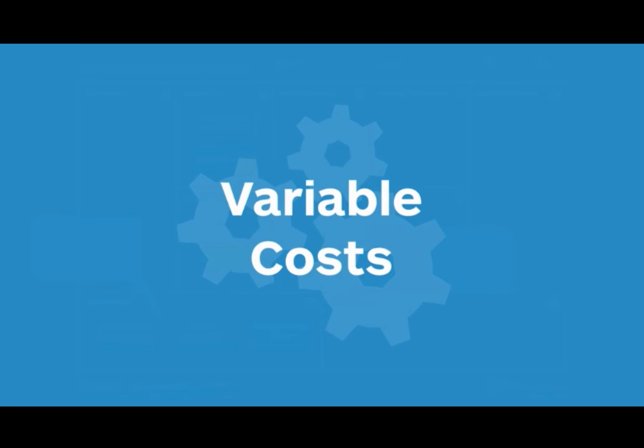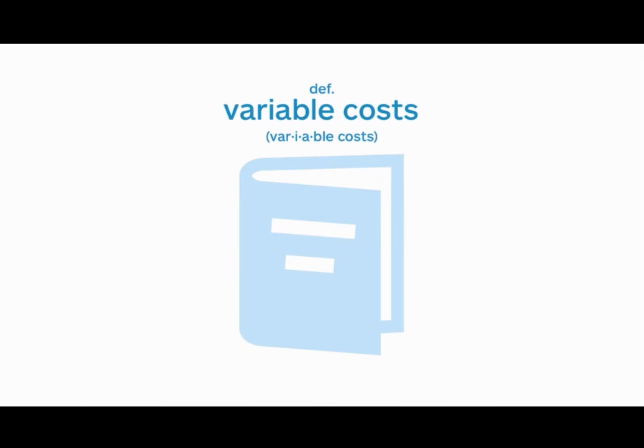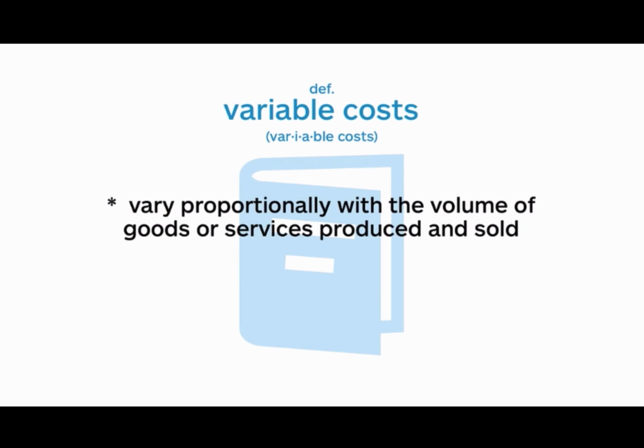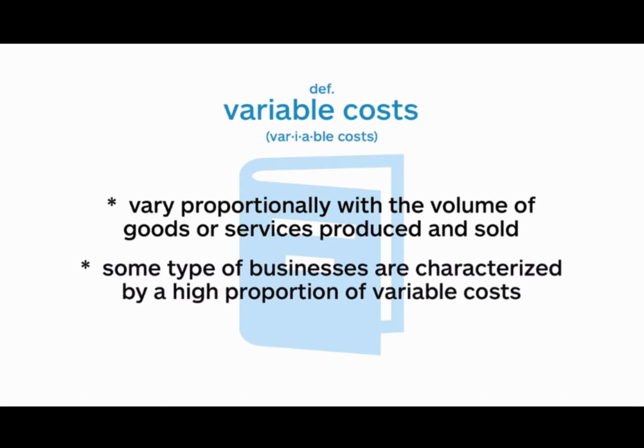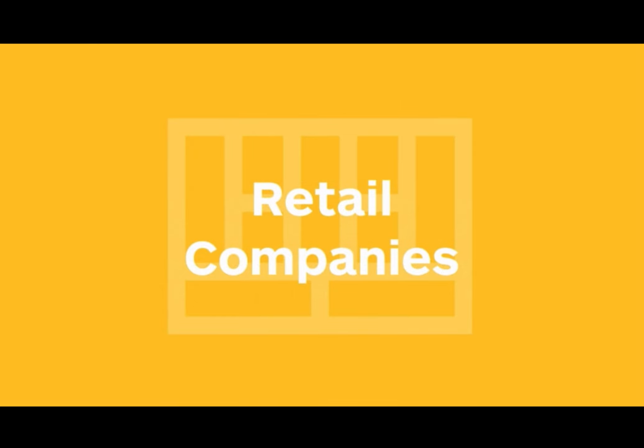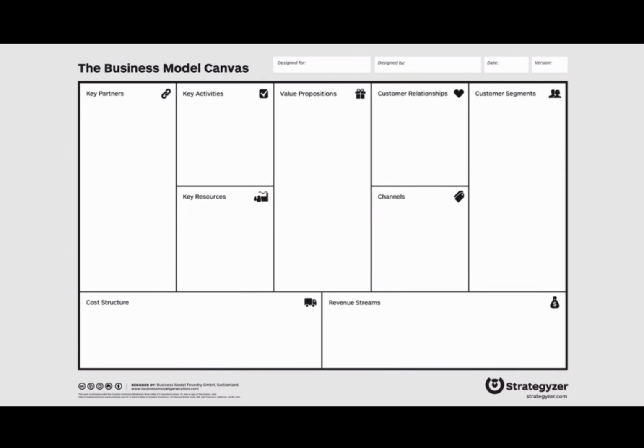Let's look at variable costs. Now, variable costs really depend on the volume of goods and services that you produce and that you sell. So some types of businesses have higher variable costs than fixed costs. And a great example here is the retail business. How does this look on the business model canvas?